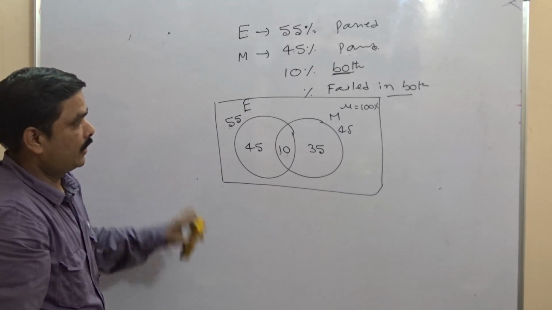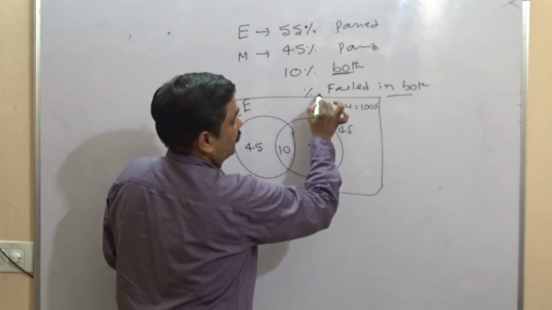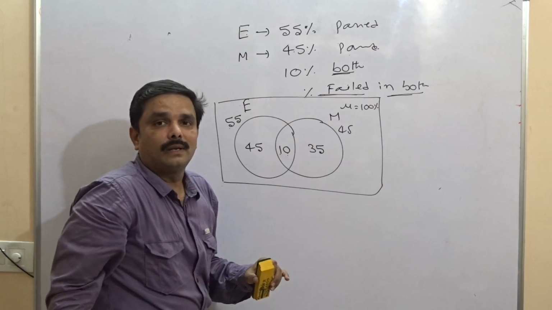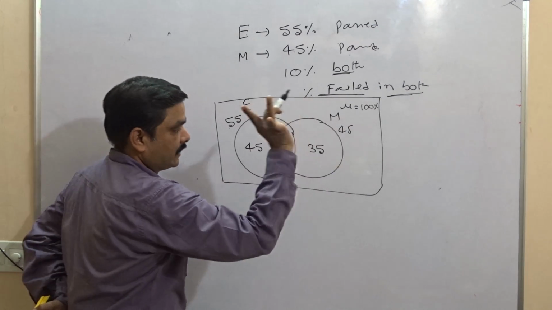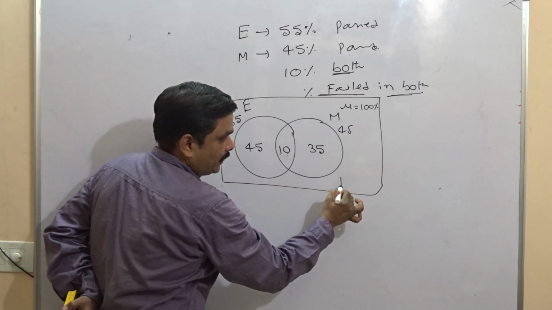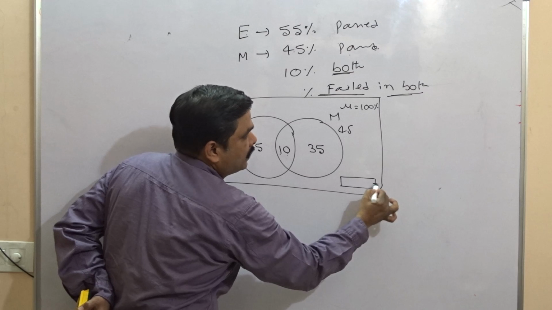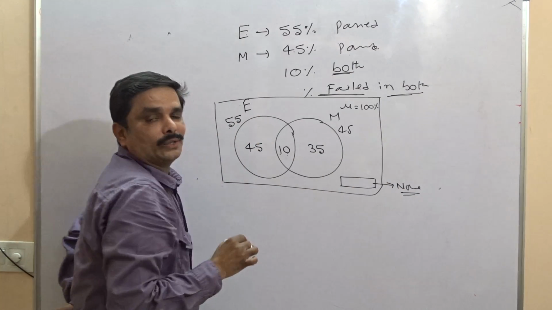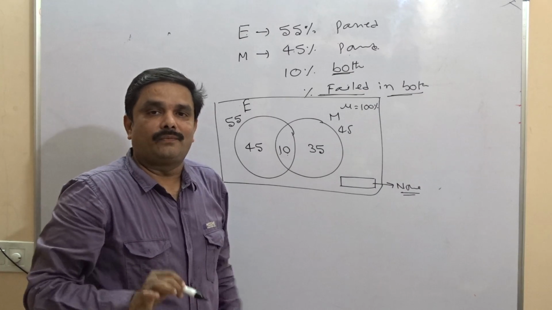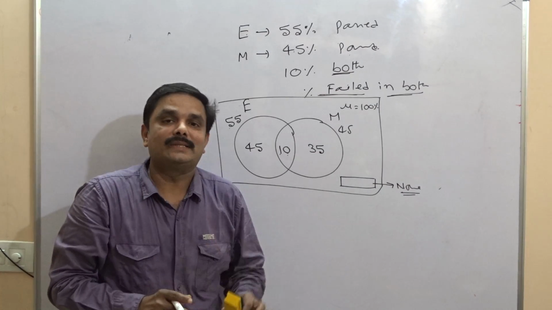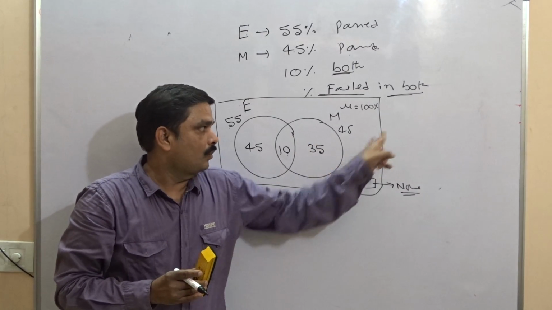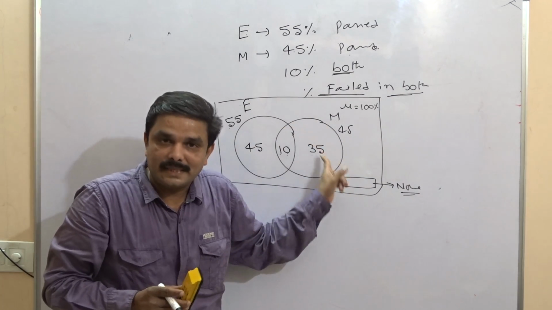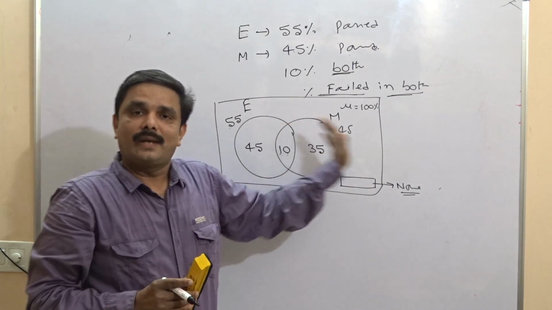Now, what is the percentage of students who failed in both the subjects? Who failed in both the subjects means that is equal to this part here. This is called the none part. There is a separate chapter for you by the name data analysis. In data analysis, I am going to discuss these questions in a detailed manner. Now, as far as percentage is concerned, let us take this one as it is.